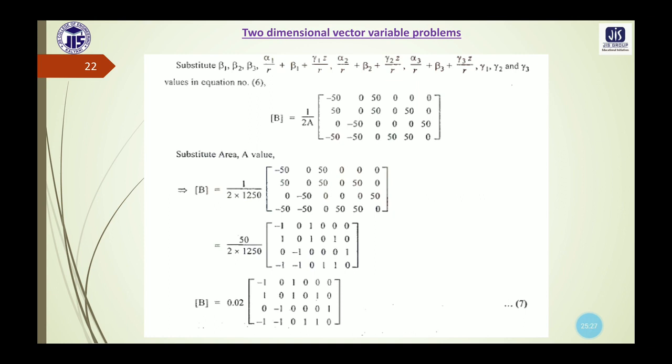Now if we substitute all the values of the elements of the matrices that we have calculated, then finally we get the B matrix, that is the strain displacement matrix. It is equation number 7, that is 0.02 multiplied by a 4 by 6 matrix.